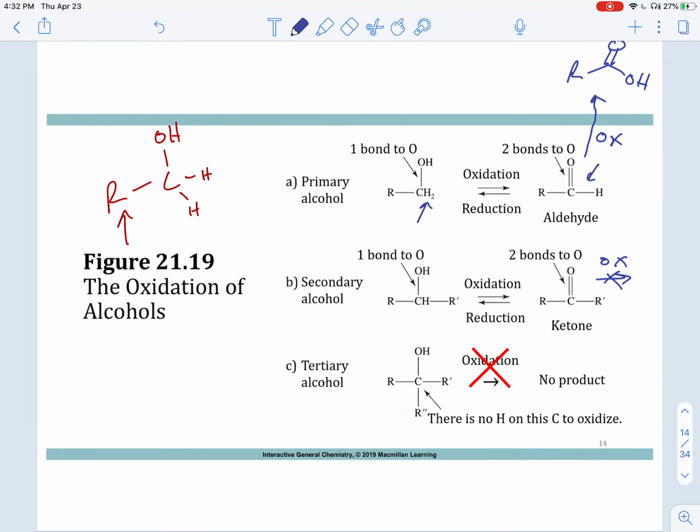If you tried to draw this with a carbonyl, well, there's no C-H bond to get rid of. So you'd have to get rid of one of these R groups, and that's very hard to do. And this is 5 bonds. No, everything about that is bad.